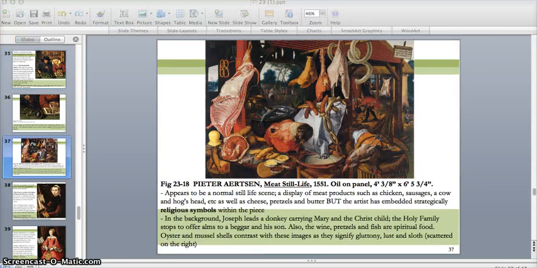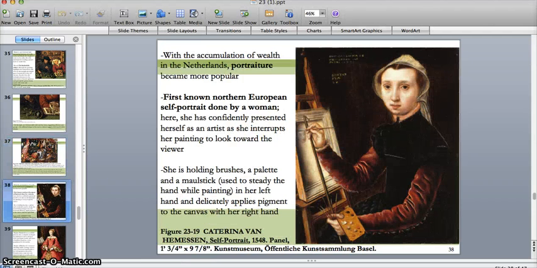We looked briefly at the meat still life, another good example of religious symbols kind of hidden into what looks like a regular still life painting. And then we also talked about this self-portrait by Caterina van Hemessen. Why is this important? Anytime you see "first," you know it's important. And also, women artists are always College Board favorites, so it's good to be familiar with them.